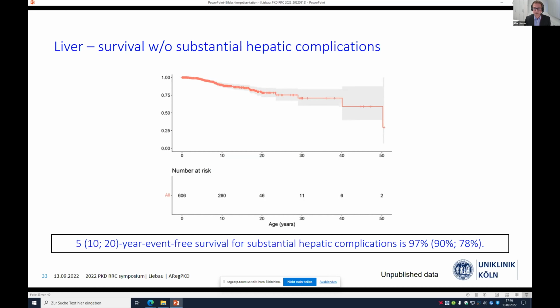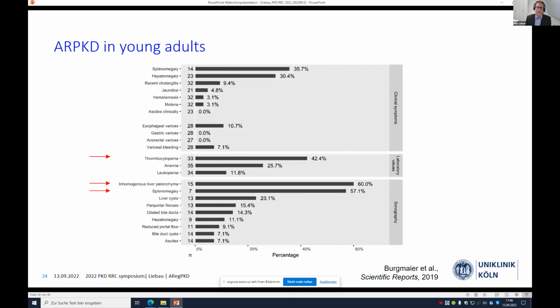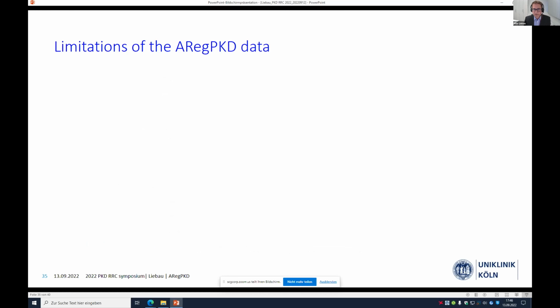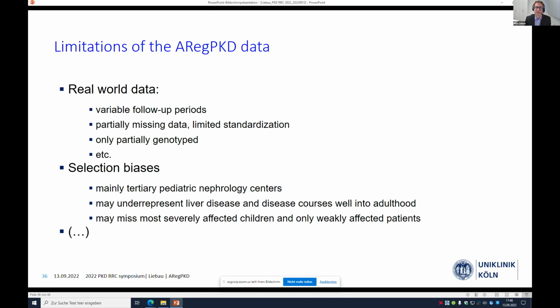And that fits to a finding that we had in young adults, where we did a cross-sectional study where liver-associated findings were very common, though the numbers remained very small, both on sonography, on ultrasound findings, but also on clinical symptoms. So there are limitations that need to be kept in mind.